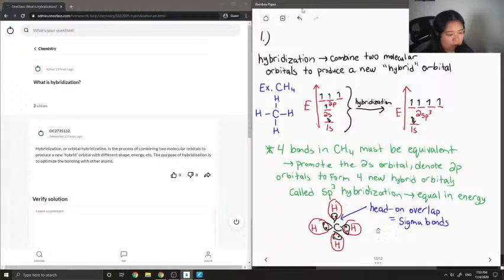And since the carbon has 4 bonding groups, so bonding groups can either be a bond to another atom or it can be a lone pair. So in this case, it has 4 bonding groups, each to 4 hydrogens. So therefore, we would say that this carbon is sp3 hybridized.